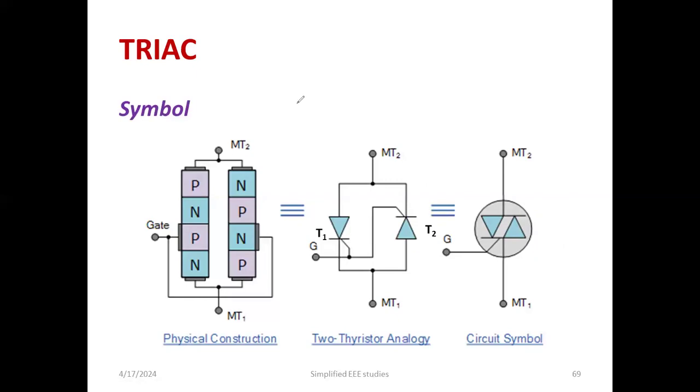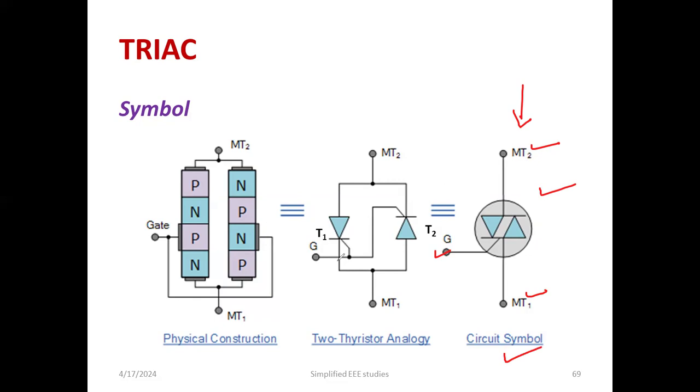So how about the construction? Yes, before that I'll explain the symbol. The symbol will be exactly in this fashion. So we have 3 terminals: MT2, then MT1, then the gate terminal. If they ask about the symbol, it is desirable to mark this particular diagram. So this is the circuit symbol.